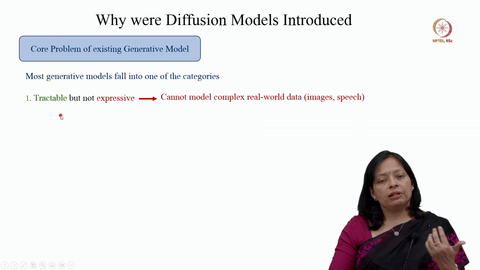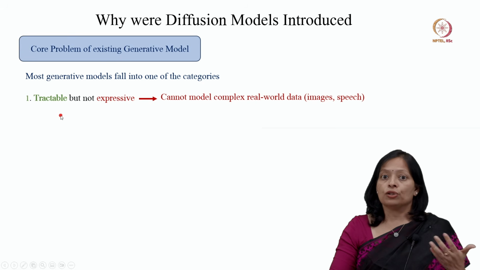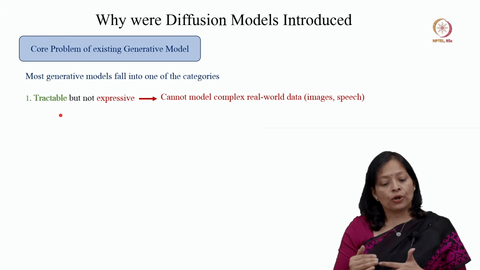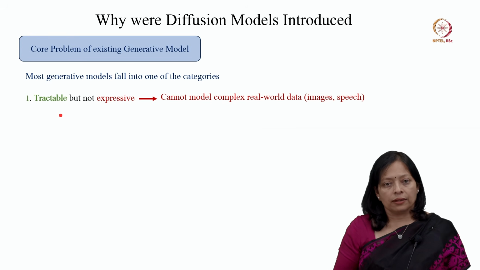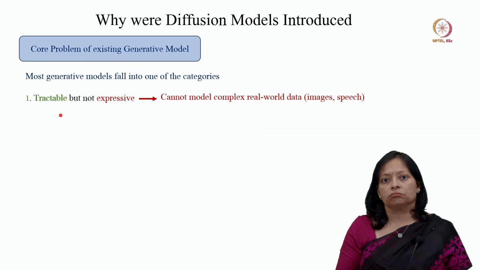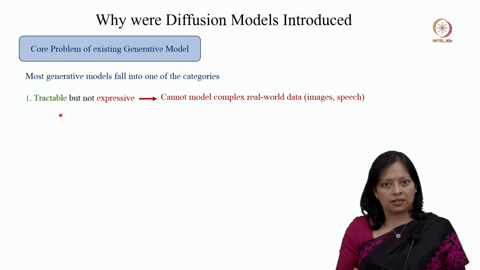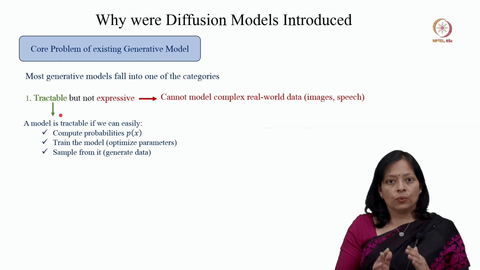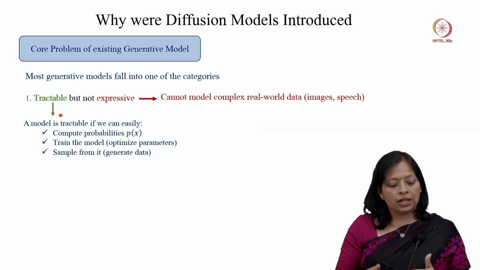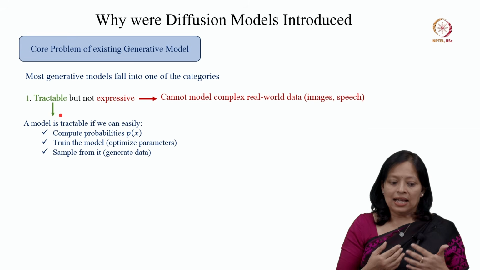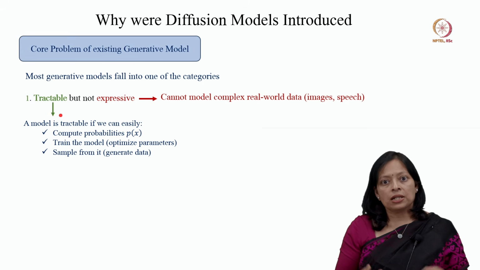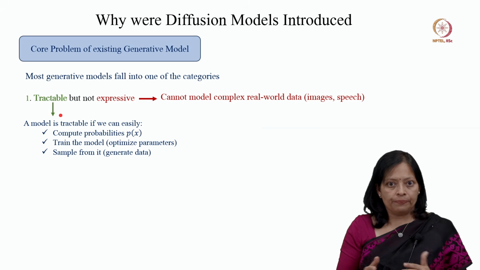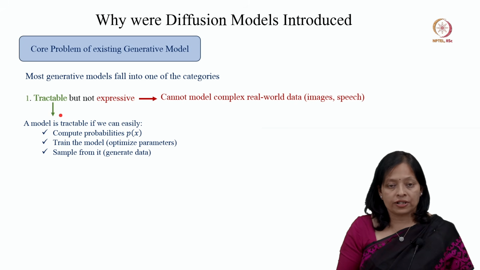They can either be tractable, but not efficient enough to model complex real world data, or handle real world data like speech, text, etc. When I say tractable, it means we can compute the probabilities, train the model, optimize the parameters, sample from it or generate data from it. So, the mathematical operations are very simple. That is what is meant by tractable.